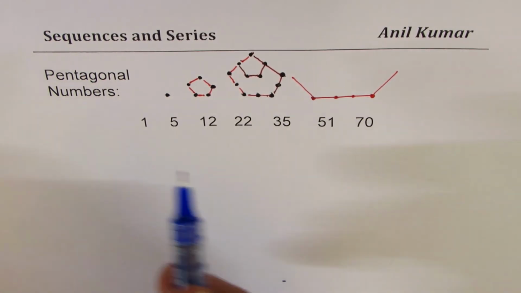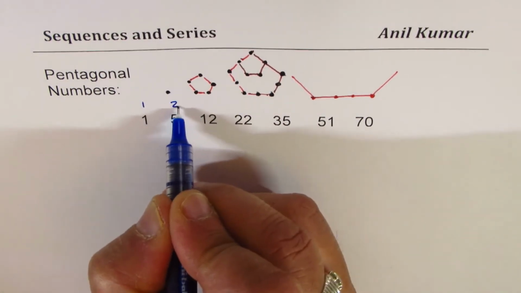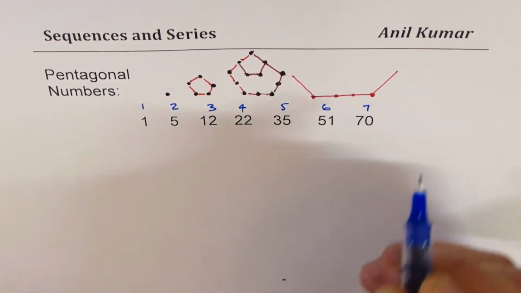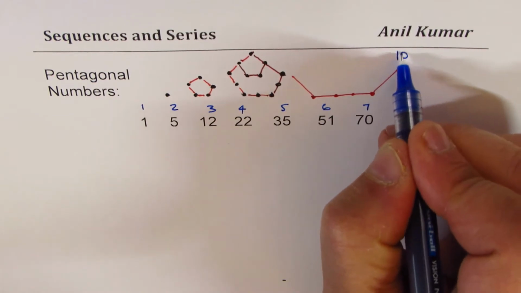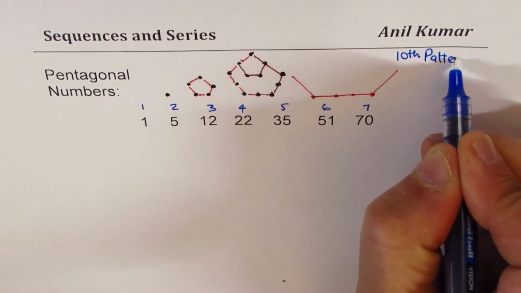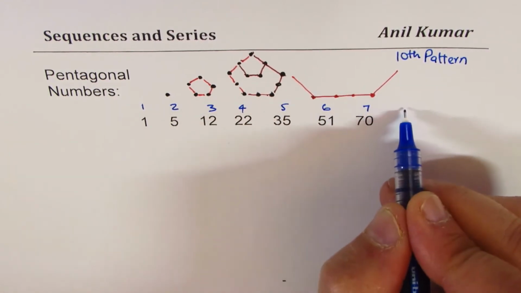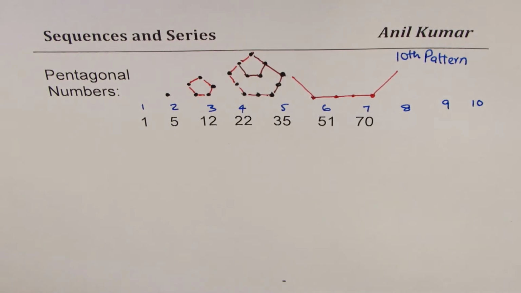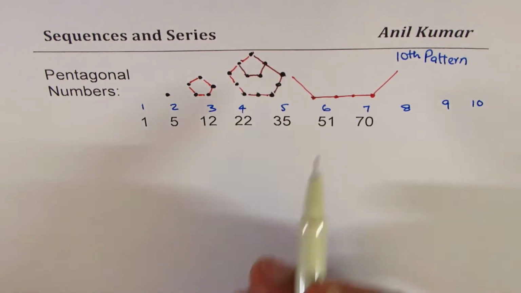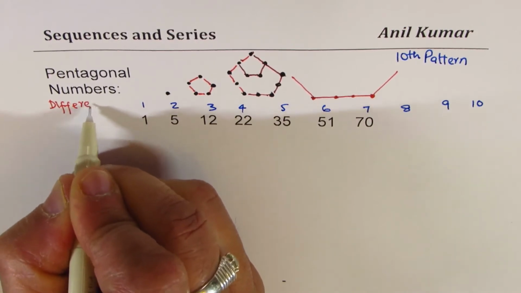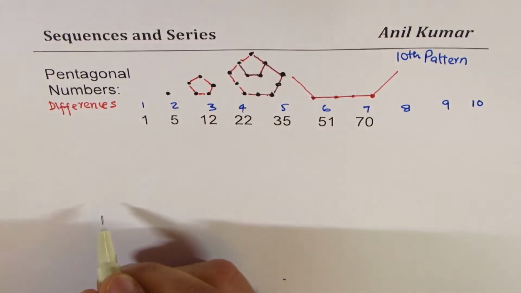We already have a few of them. So we have the first pattern, second, third, fourth, fifth, sixth, seventh. We want to find the number of dots in the 10th pattern. That is the exercise, right? In part 1. So 7, then we have to find 8, 9, and 10. How do we figure it out? Well, the best way is to find the differences, right?